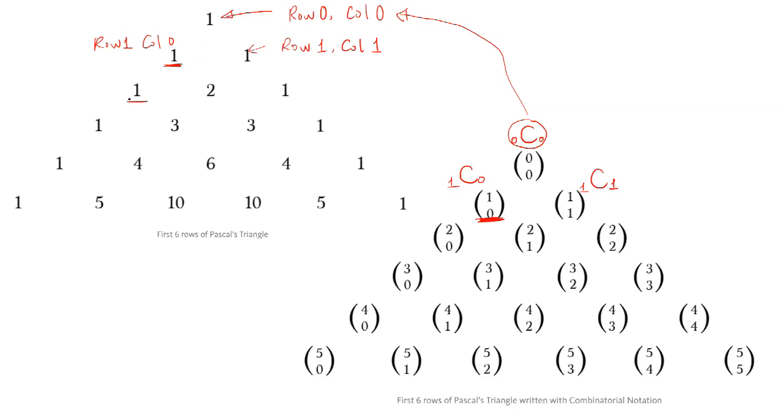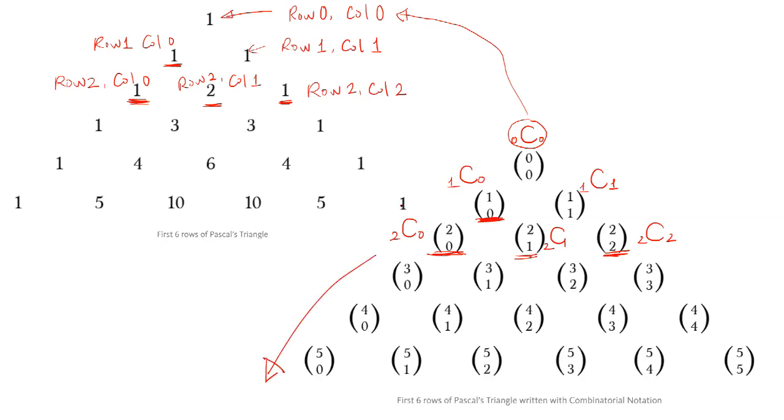Okay, another example would be this one is row 2, column 0. This number is row 2, column 1, and this number is row 2, column 2. So we can use 3 combinations to correspond to these 3 numbers in row 2. So this one is C20, and this one is C21, and this one is C22. And we can continue this process on now, right? So each number in Pascal's triangle corresponds to combinations.